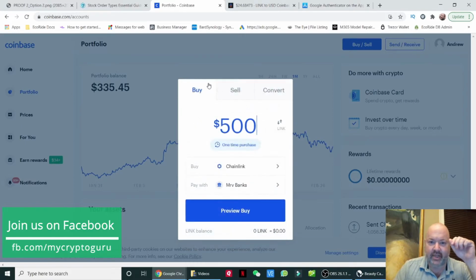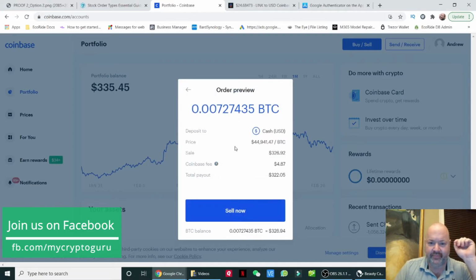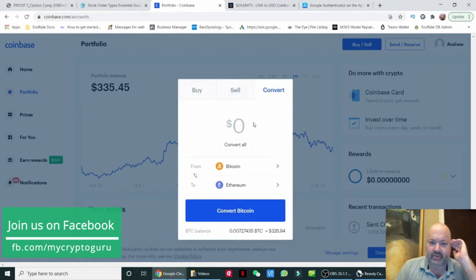Now, selling works the same way. I go to sell. I say I have Bitcoin that I want to sell. I can click the button sell all, and that's going to take whatever Bitcoin I have in my account and cash it out for me. Here's the price it's cashing it out at, there are your fees, and that's how much is going to go into my account in total dollar value. And of course, convert switches one currency to another.